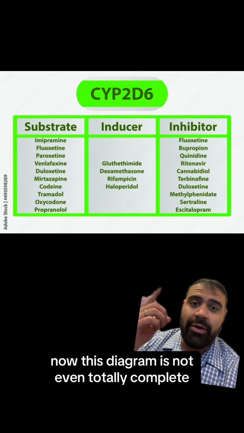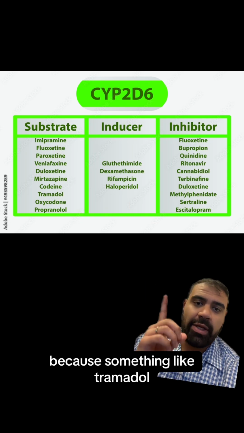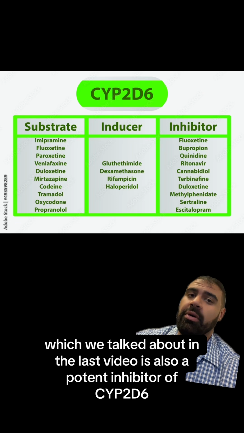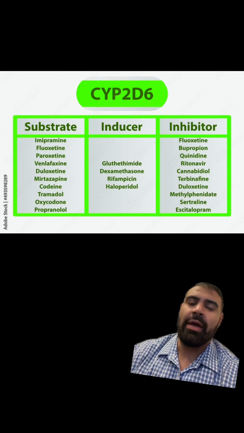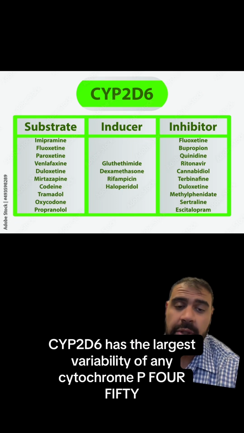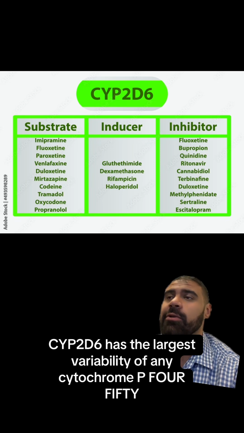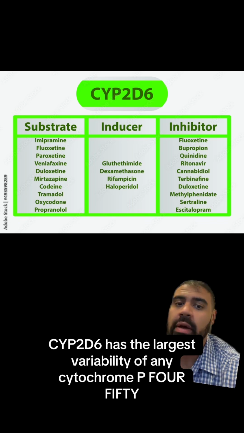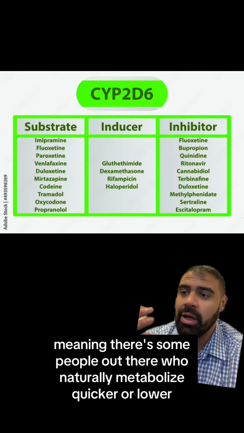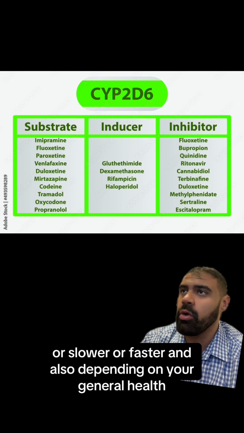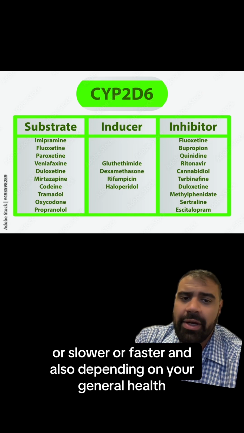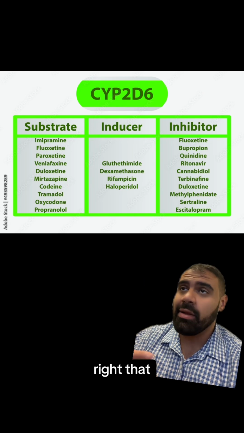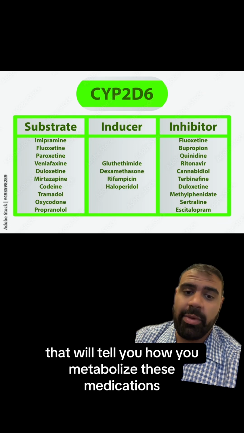Now, this diagram is not even totally complete, because something like tramadol, which we talked about in the last video, is also a potent inhibitor of CYP2D6. And just so you know, CYP2D6 has the largest variability of any cytochrome P450. Meaning there are some people out there who naturally metabolize slower or faster. And also depending on your general health, like how hydrated you are, how well you take care of your liver, that will tell you how you metabolize these medications.